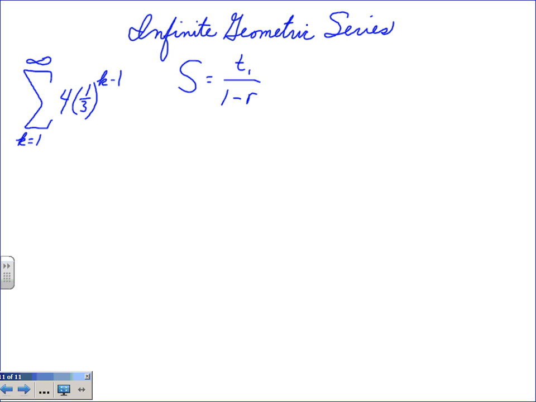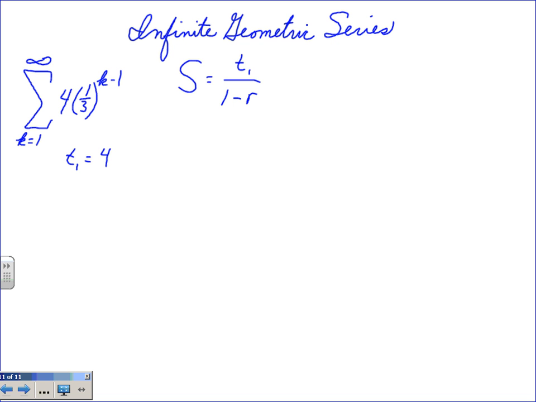Well, first of all, we have to find the first term. In order to find the first term in this particular series, I'm going to put in 1 for k. 1 minus 1 is 0. 1/3 to the 0 power is 1. 4 times 1 is 4. My first term is 4. If we don't know what the ratio is, we find the second term by putting in 2 for k, and then divide that term by 4.